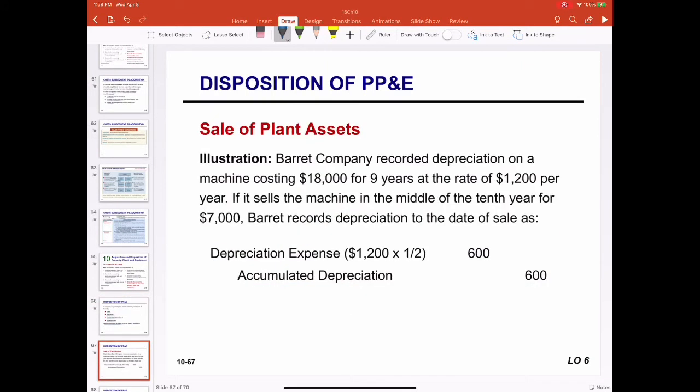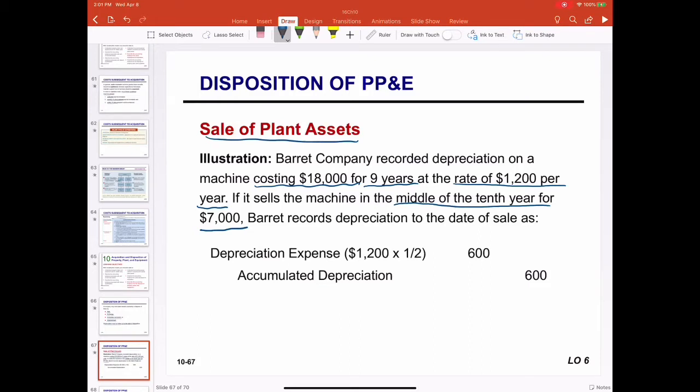In this example, it is sale of plant assets. We have the cost of the assets, $18,000. It has been used for 9 years. Each year, the firm recognizes $1,200 depreciation expense. The firm planned to sell the machine in the middle of the 10th year. The price is $7,000. Because this transaction takes place in the middle of the 10th year, the last depreciation recognition is by the end of the 9th year.